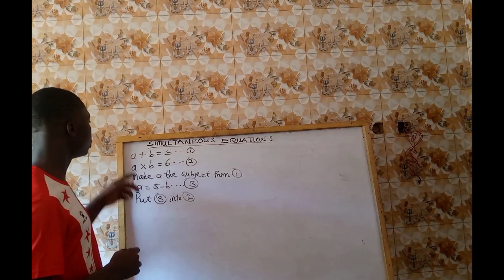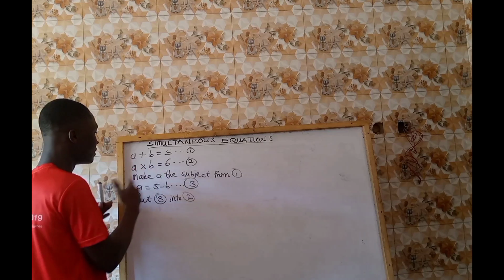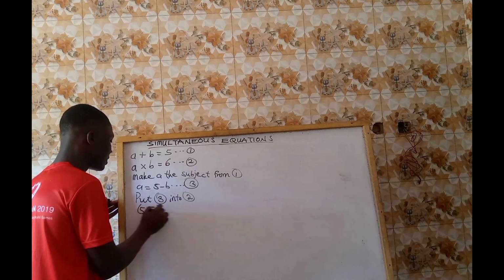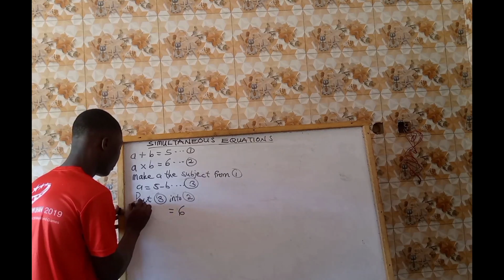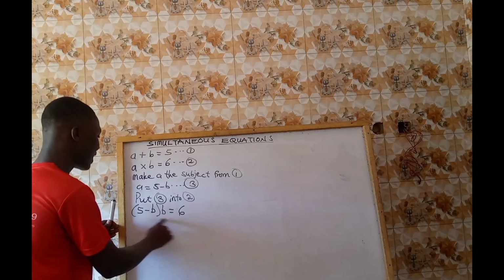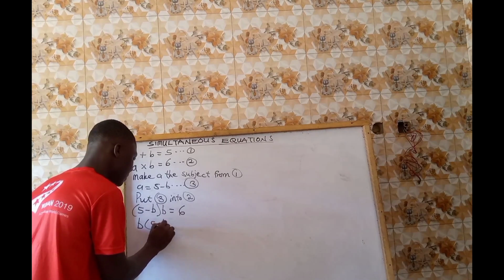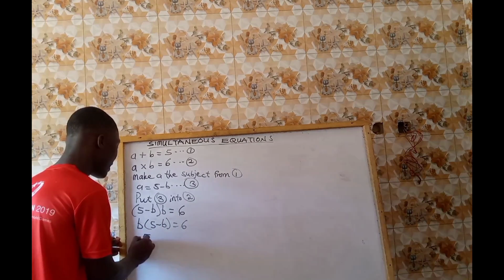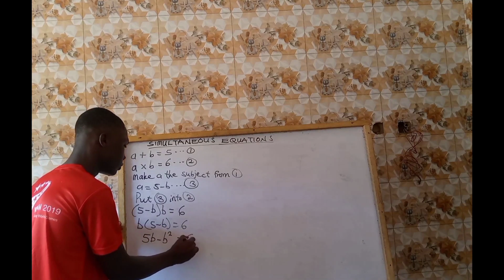So from equation 2, where we find A, we write 5 minus B. So equation 2, we have A times B. So A is 5 minus B. So we have 5 minus B times B is equal to 6. So now this can be written as B times 5 minus B is equal to 6. So now B times 5 gives us 5B minus B times B gives us B squared is equal to 6.